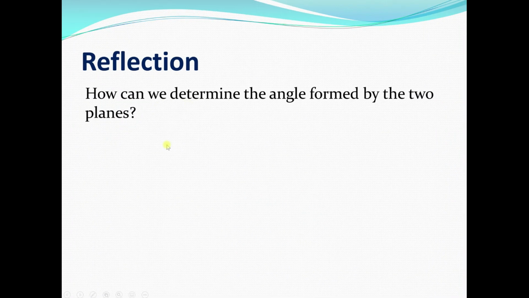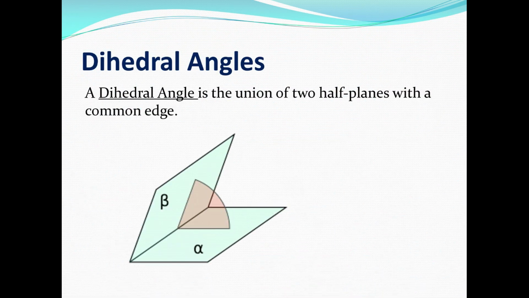Okay, here's something for you to think about. How can we determine the angle formed by two planes? Okay, so there's a definition for that. It's called dihedral angles. A dihedral angle is the union of two half planes with a common edge. So here's something that needs to be said.